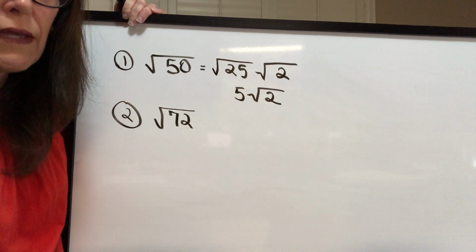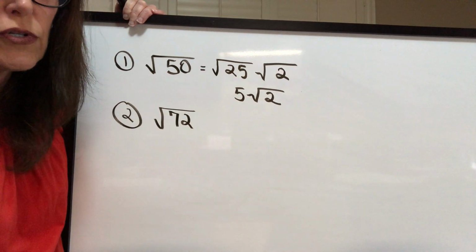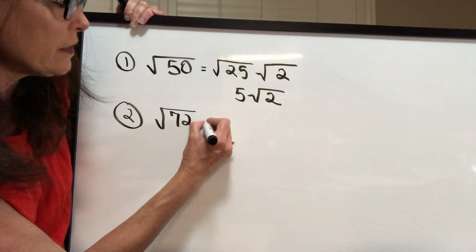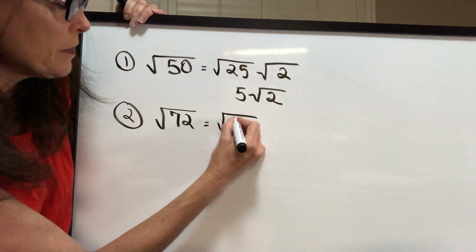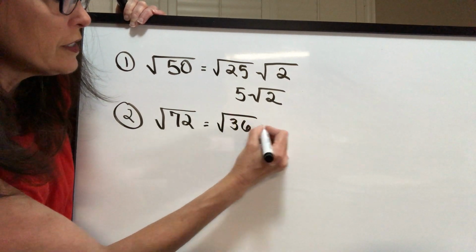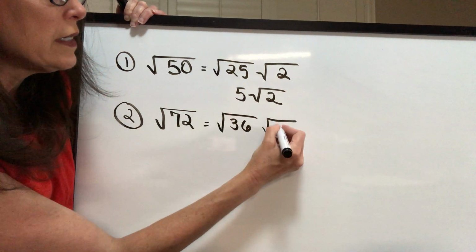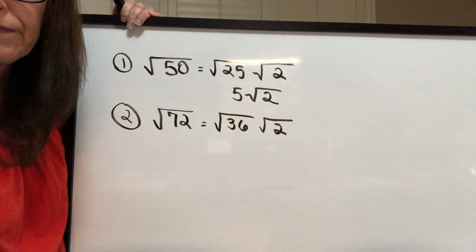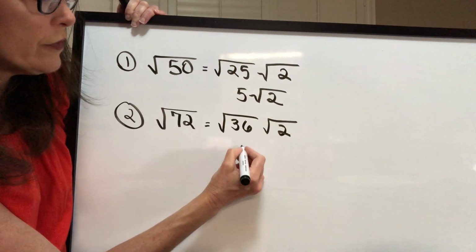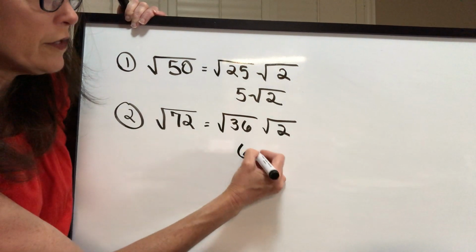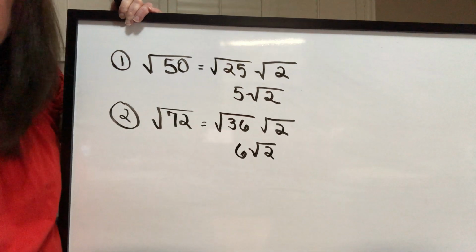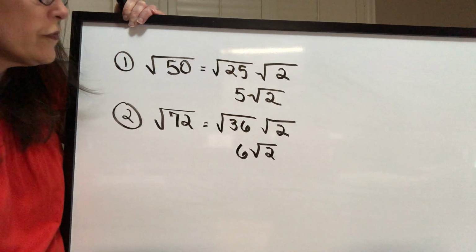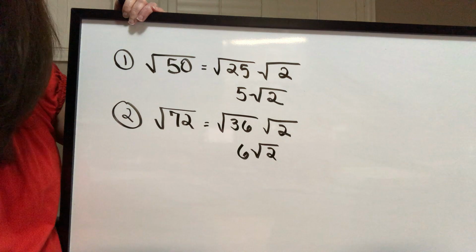You always want to pick the higher of the 2 numbers. So I'm going to use 36. I'm going to change 72 into 36, which is a perfect square, times 2, which is not. So 36 times 2 is 72. And then the square root of 36 is perfect, it's 6, and then you leave the square root of 2. Okay, so those 2 things we had done in the past.